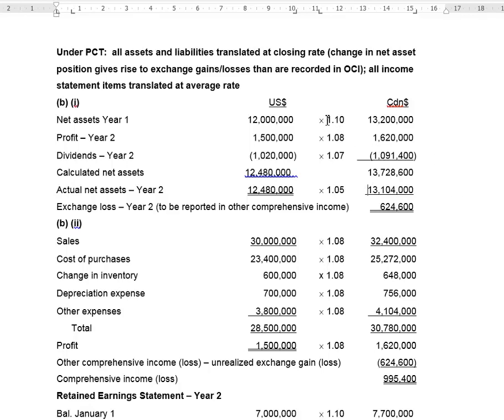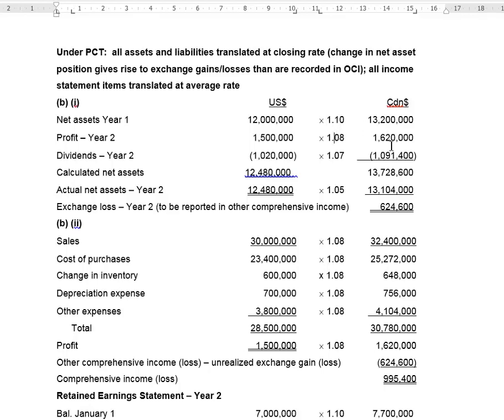Our net assets here at the beginning of the year, we have to translate at the historical rate. Those net assets were earned by the sub previous to the relationship, so we translate them at the historical rate to the consolidated entity, which is 1.1.